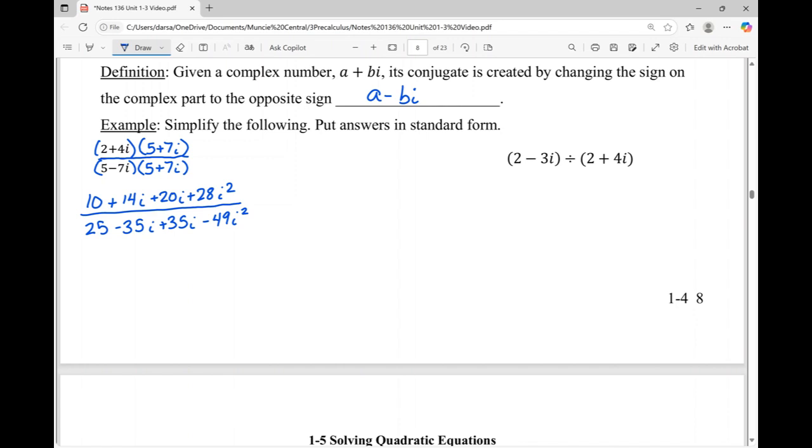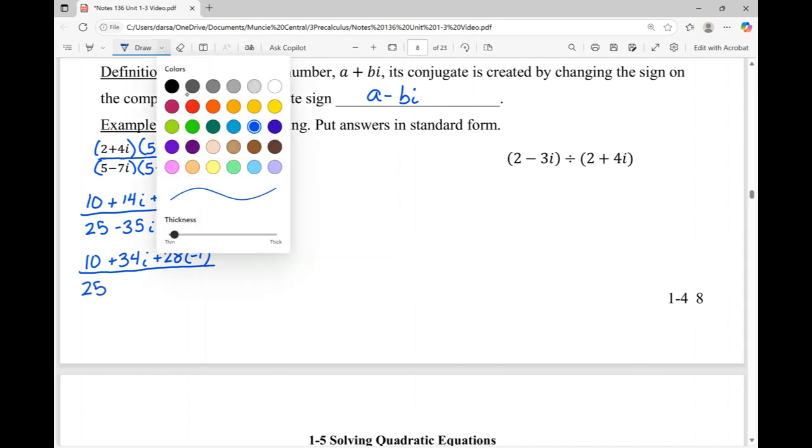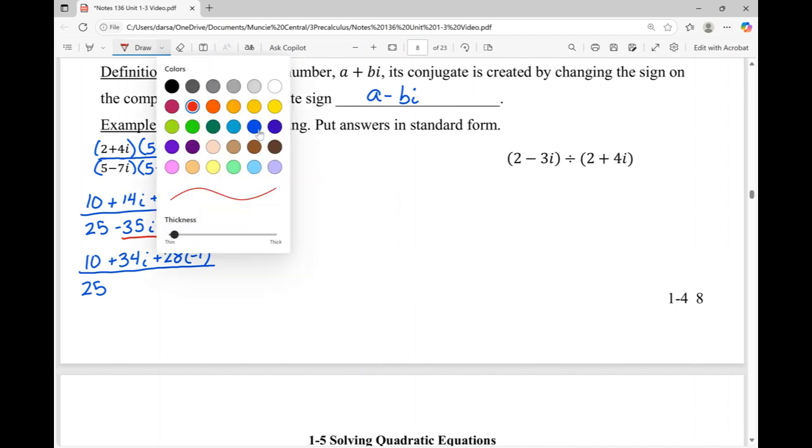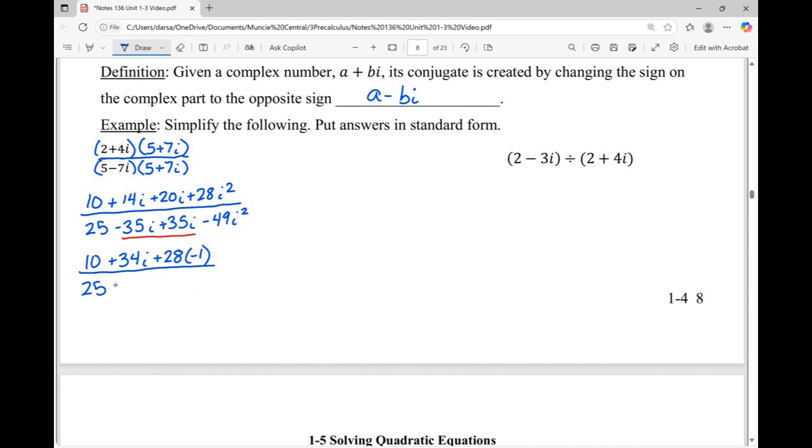So on the top, remember, you can combine like terms. That'll give me 10 plus 34i plus 28. And what is i squared equal to? Negative 1. So we've got a little bit of simplifying happening on the top. Now let's be careful with the bottom. If you look at this, the negative 35i and the 35i are the same, and those will go to 0. But do the 25 and the 49 cancel? No, they do not. They're not the same thing. So the bottom doesn't just disappear. You've got to do the math.